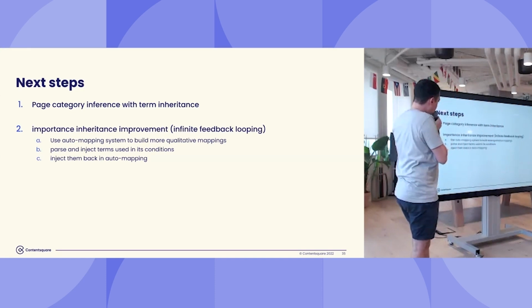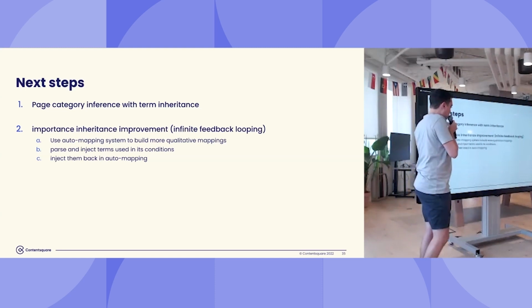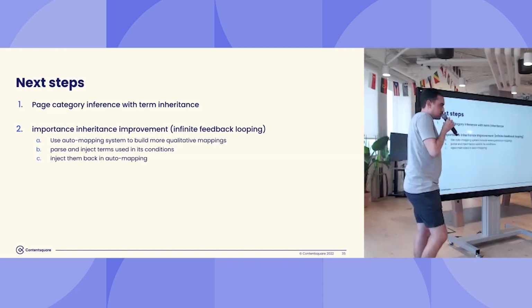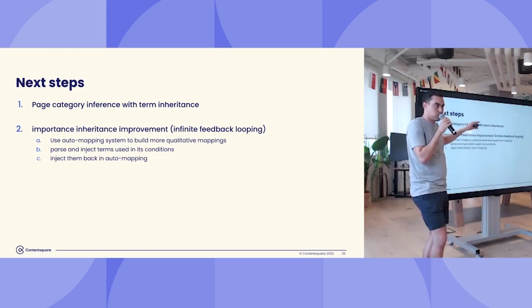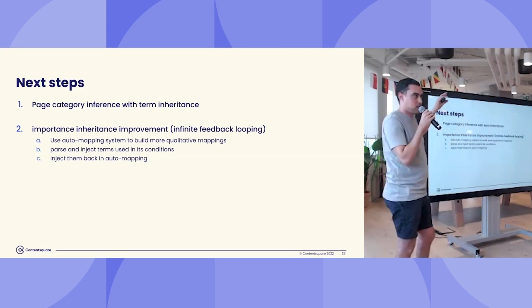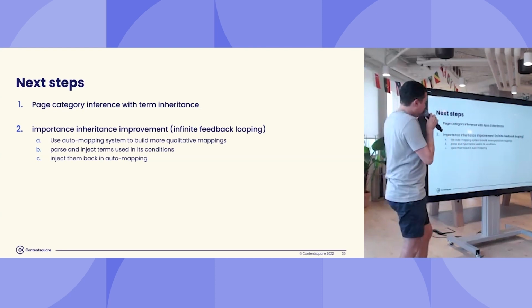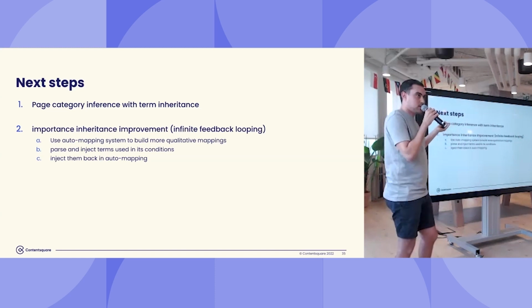The second point is that we're also going to improve the importance inheritance mechanism. We saw that there are some problems there. One of the ways we're going to do that is using this MVP in order to create mappings faster, so that we can inject them back into the universal important terms database so that the mechanism of inheritance can be even more precise.